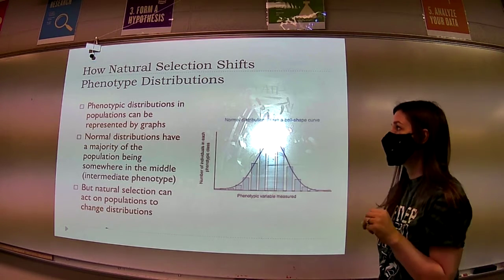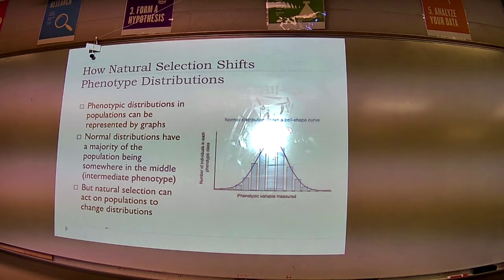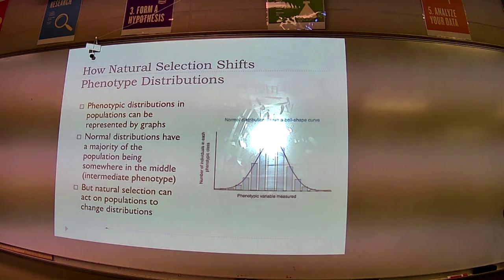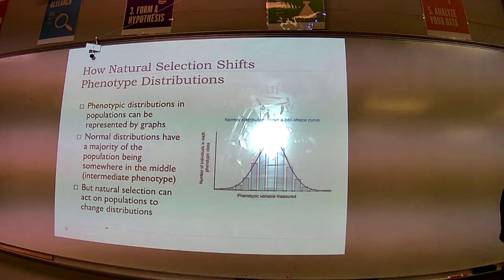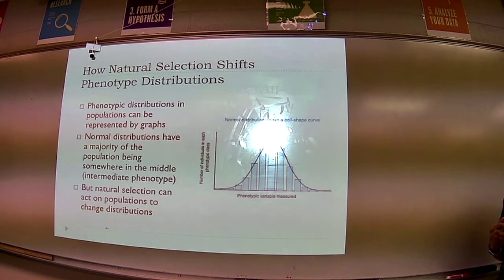Today we're talking about a couple different kinds of natural selection. Okay, so we know that natural selection is the environment selecting for those that are best adapted to an environment. Now we're going to talk about exactly what the different types are. But first, we have to talk about normal populations.